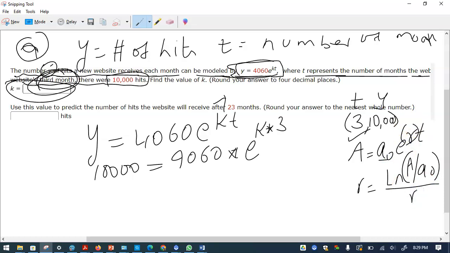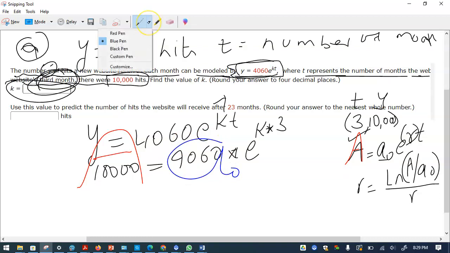So we can write here. This A which is right here is this A. Then this one is the A naught. Okay, and t is, I'll take black color, so let me use this. This is the t. So t is 3 here. See, this is 3.